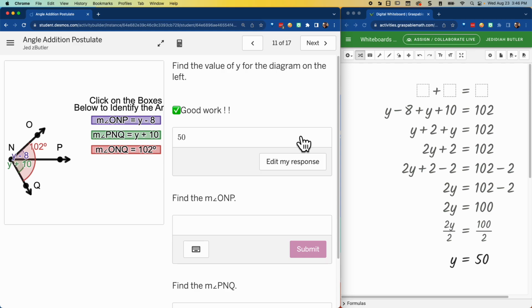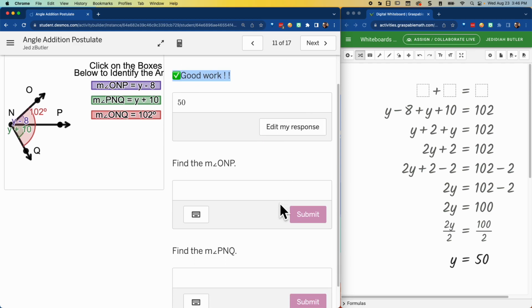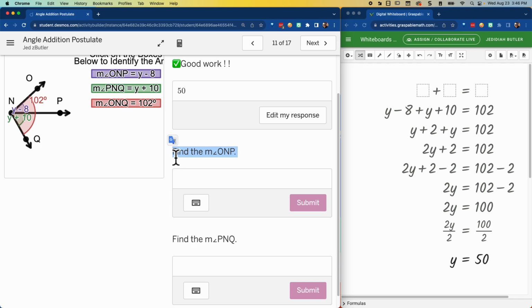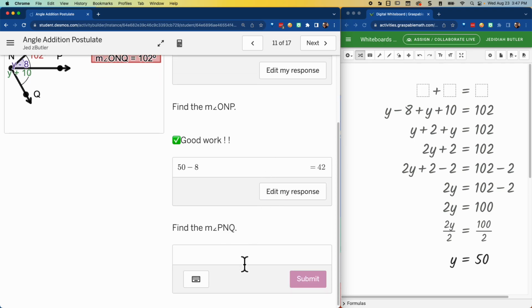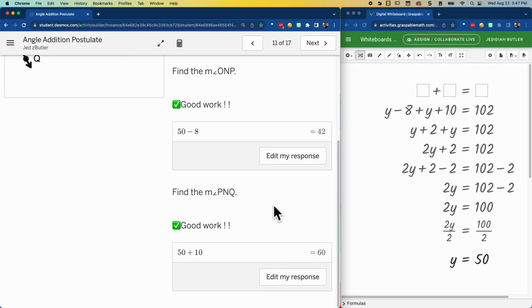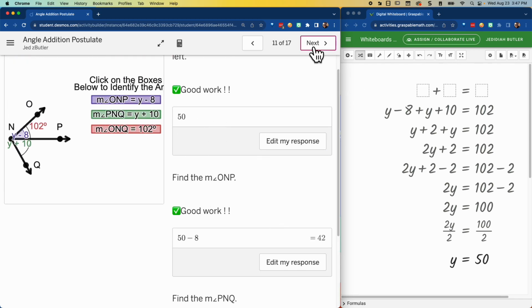All right, now let's submit that, double check. Awesome, looking good so far. ONP is the purple one. So if I want to find the purple one, that's y minus 8, or 50, because that's our y value, minus 8, which makes it 42. Good work. PNQ is the other one, and that is 50 plus 10, and then we have 60. It says good work. So those would have been our correct numerical values in the calculations there.